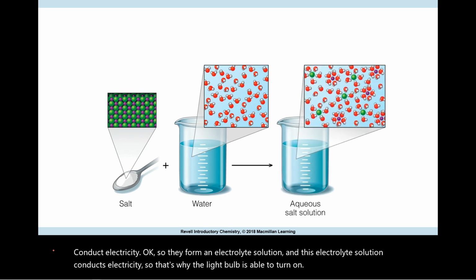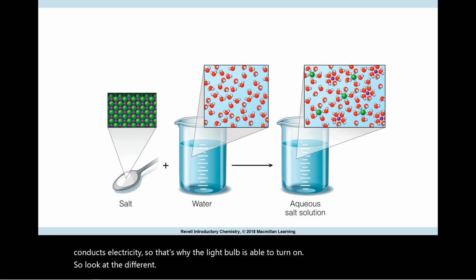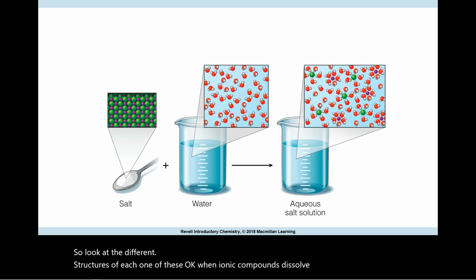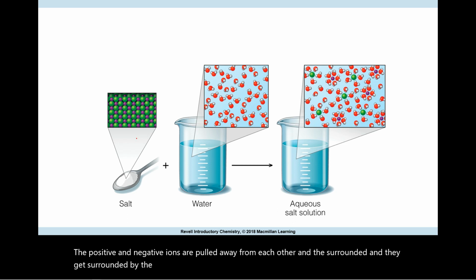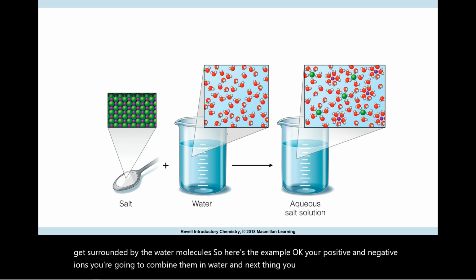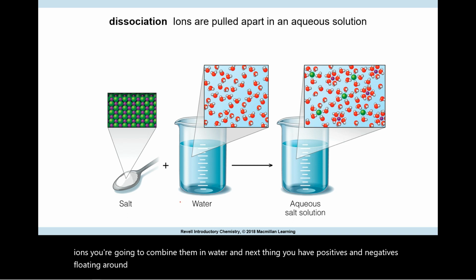So look at the different structures of each one of these. When ionic compounds dissolve in water, the positive and negative ions are pulled away from each other, and they get surrounded by the water molecules. So here's the example. Your positive and negative ions, you're going to combine them in water, and next thing you know, you have positives and negatives floating around inside of the water on their own.